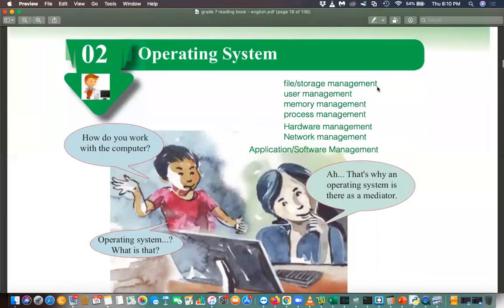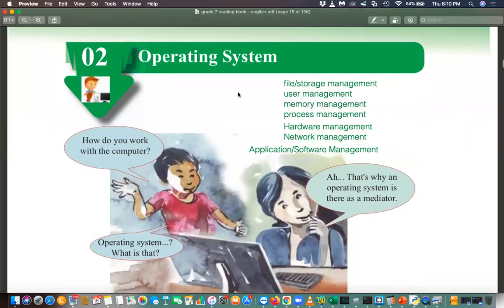Okay, so then you know what an operating system is. Please write down: OS supports the following activities. So please write this down as a note: operating system supports the following activities.